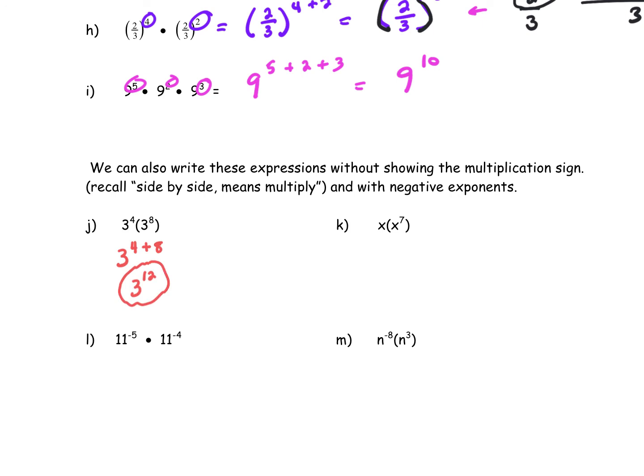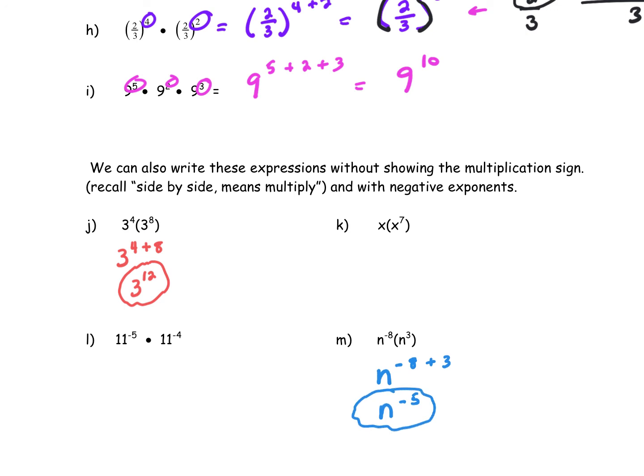And letter M, well now we have to deal with negative. As long as these bases are both the same, side by side means multiply, so I'm going to use this law. As long as they're both the same, I'm allowed to use this law. So I'm going to put n, that's the same base, and the law says I'm going to add the exponent. So negative 8 plus 3 would be negative 5. So the final answer would be n to the negative 5th power. So this is our simplified version.